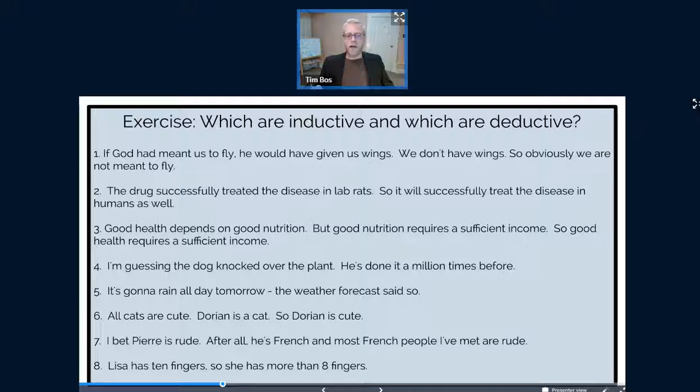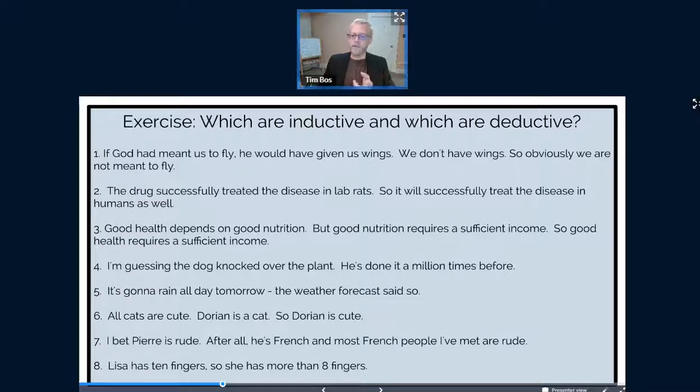Right? You might want to put in the missing premise, right? 10 is more than 8. Then you can really see that it's deductive. Lisa has 10 fingers. 10 fingers is more than 8 fingers. Therefore, Lisa has more than 8 fingers. Yeah. Okay, any questions? That's just the general idea about the difference between inductive and deductive. And we're going to come back to inductive reasoning later. Now we're going to focus on deductive arguments.